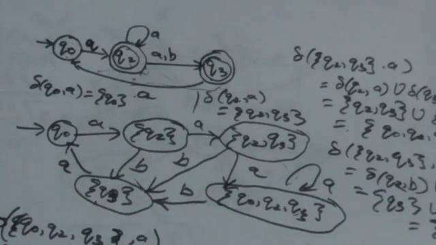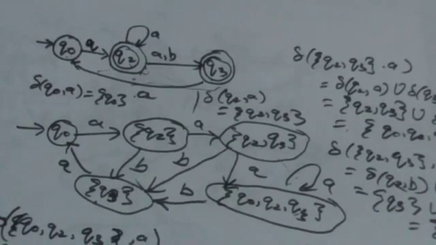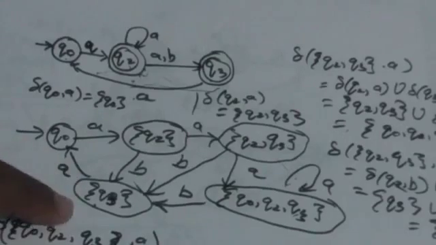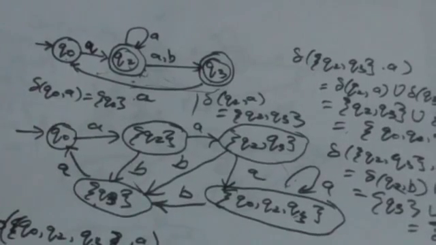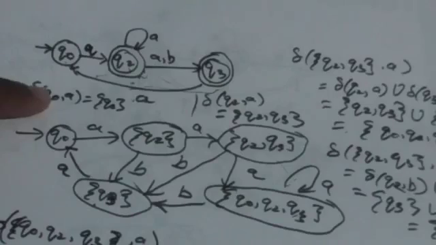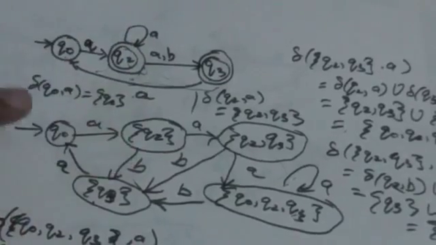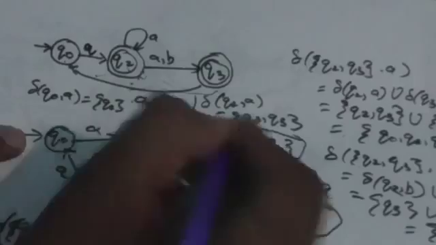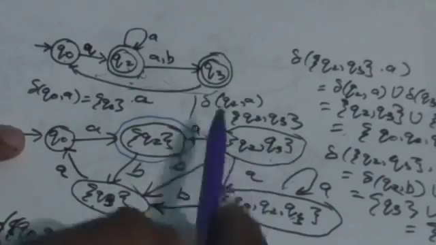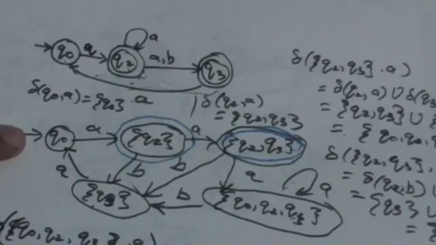Now we have converted this NFA into DFA, but one thing is left: we have to determine the final states of this DFA. Find the states of the DFA which contain the final state of the NFA. Look at state Q0. It doesn't contain the final state of the NFA. Q2 contains the final state Q2 of the NFA, so make it a final state. Q2, Q3 also contains final states of the NFA, so make it a final state of the DFA too.